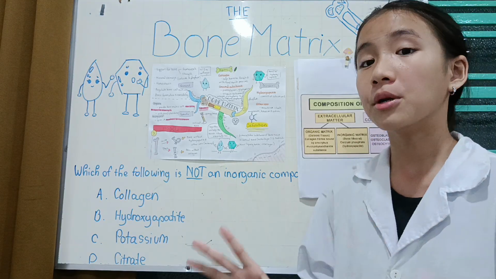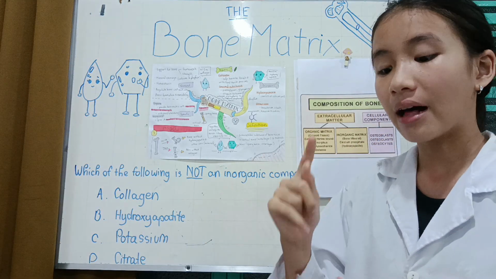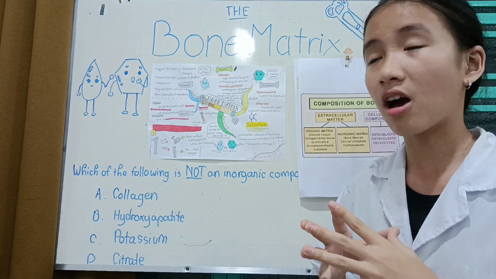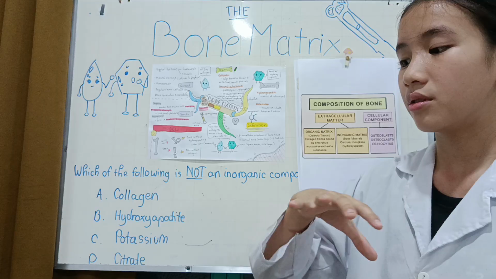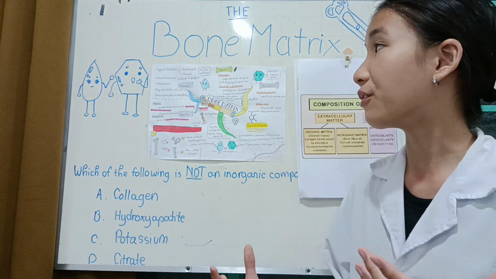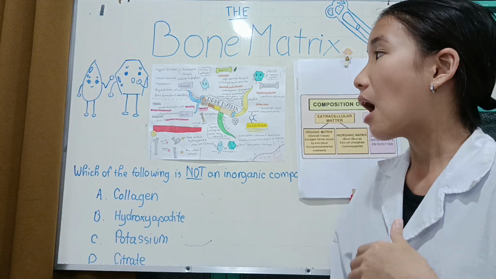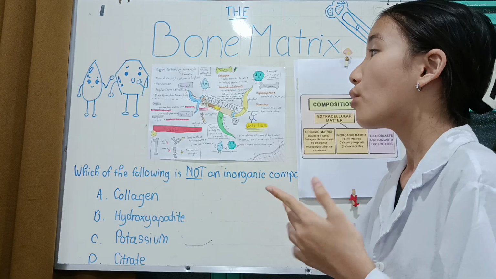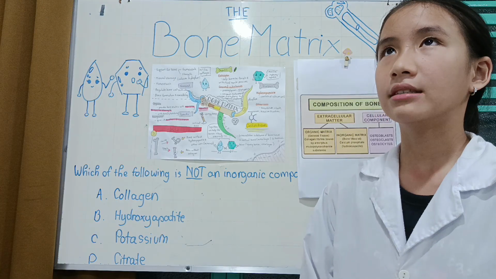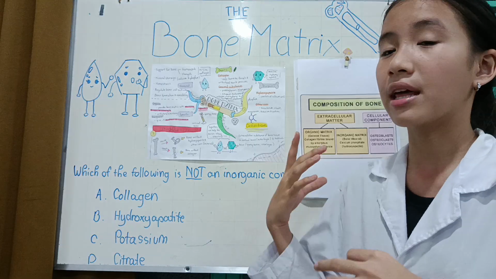The next function is mineral storage and homeostasis. For mineral storage, it stores calcium and phosphate in the bones, and when there's a lack of that in the system, the bone will secrete those minerals so that the body can have more of it. So that's calcium and phosphate. And homeostasis is also one of the main functions, regulating bone cell activity, keeping it stable and releasing the minerals when there's a lack of it.